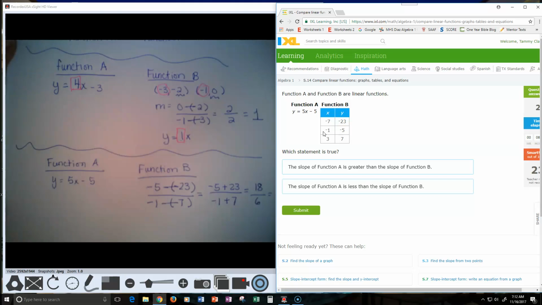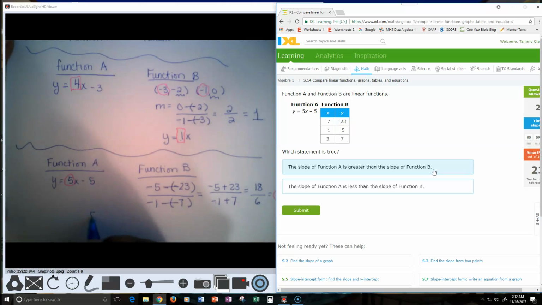Let's compare. We're comparing 3 to 5. So the slope of function A is greater than the slope of function B. Is that a true statement? So is 5 greater than 3? Well, yes, it is.